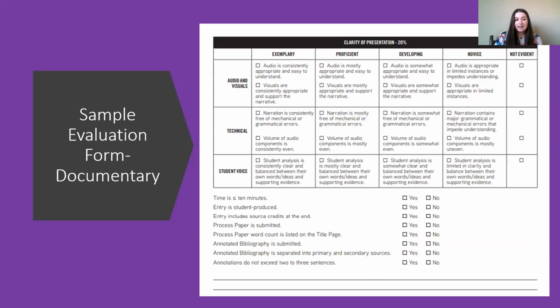So here is the second page of the evaluation form. This is the clarity of presentation section, which is 20% of the overall score. Like I mentioned before, this page may look different than yours depending on what category you're judging. This is specific to documentary. At the bottom of this page, you'll see a small summary of the major rules for this category. You simply check yes or no, and you leave any relevant comments below.